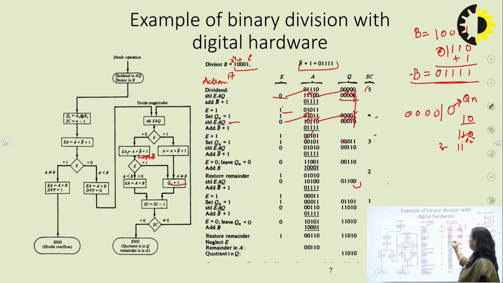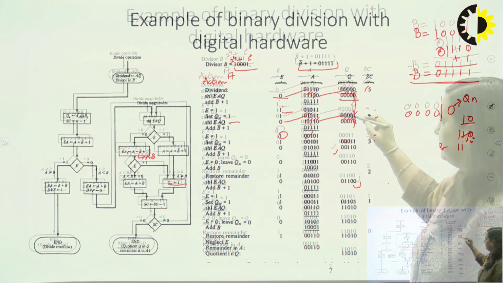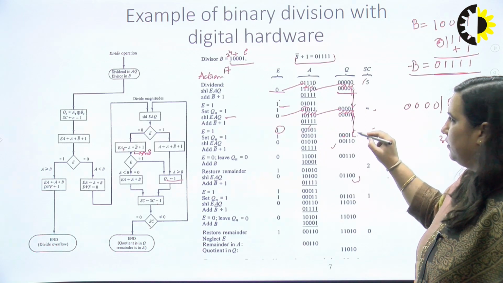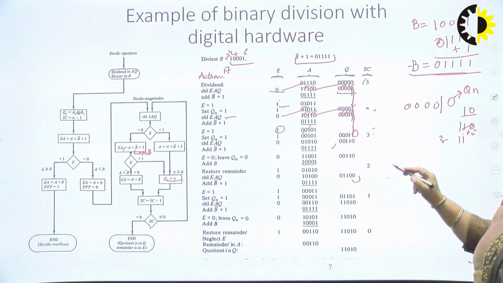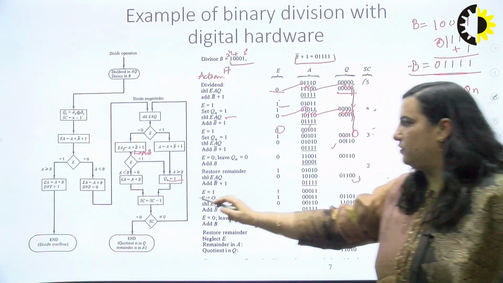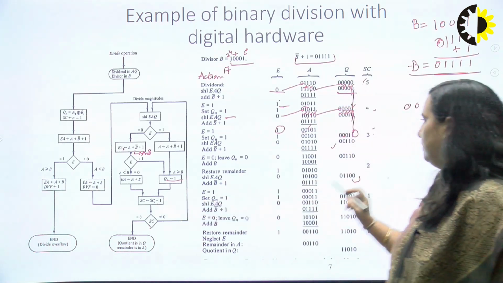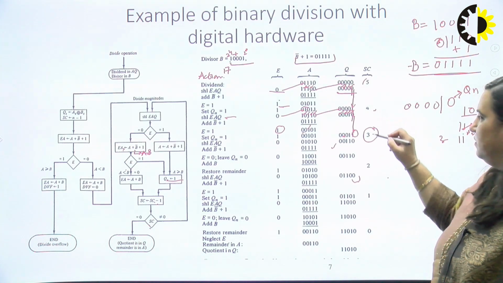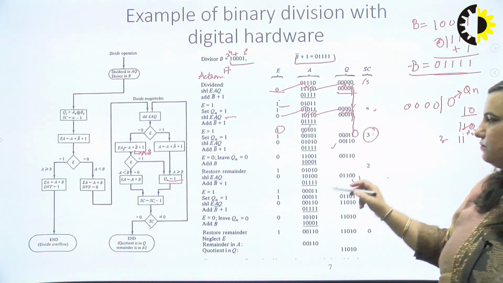And after that, 1 plus 1 is 0 with carry 1. Again we will get the value of 1 in E. If E is equal to 1, then we have to set the Qn bit to 1, meaning this 0 bit will be converted to 1. And the sequential counter value will be reduced by 1, meaning 4 is decremented to 3.